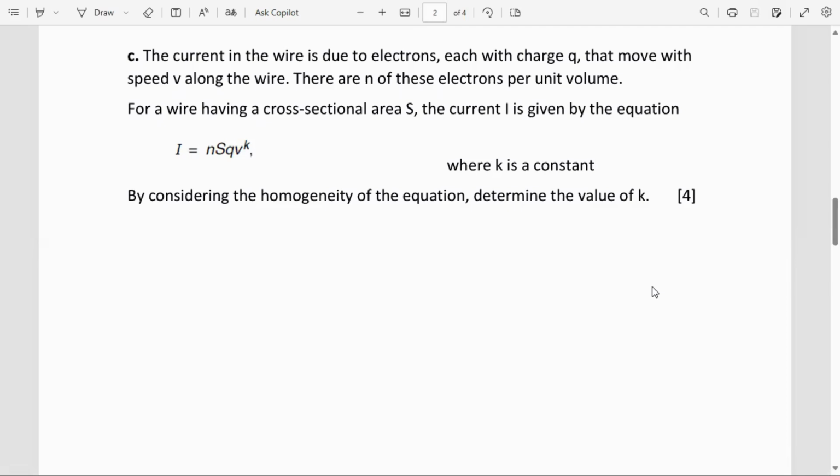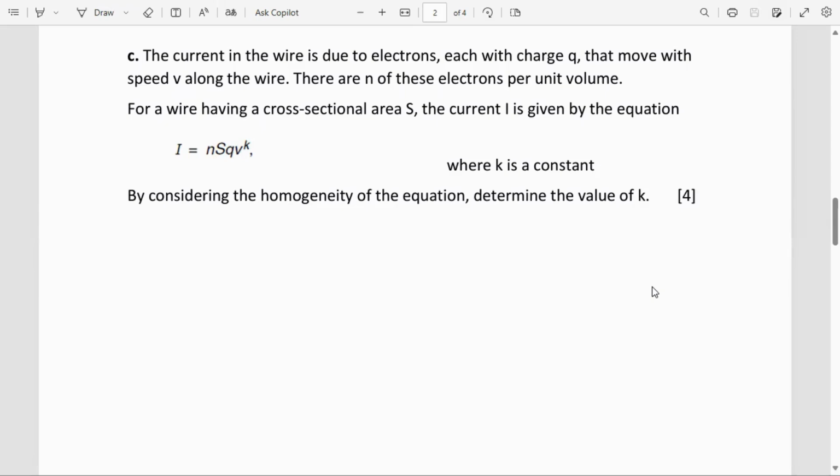All right, so let's look at question C, which says the current in the wire is due to electrons, each with charge Q, that move with speed V along the wire. There are N electrons per unit volume. For a wire having a cross-sectional area S, the current I is given by the equation I = N S Q V^K, where K is a constant. By considering the homogeneity of the equation, determine the value of K.